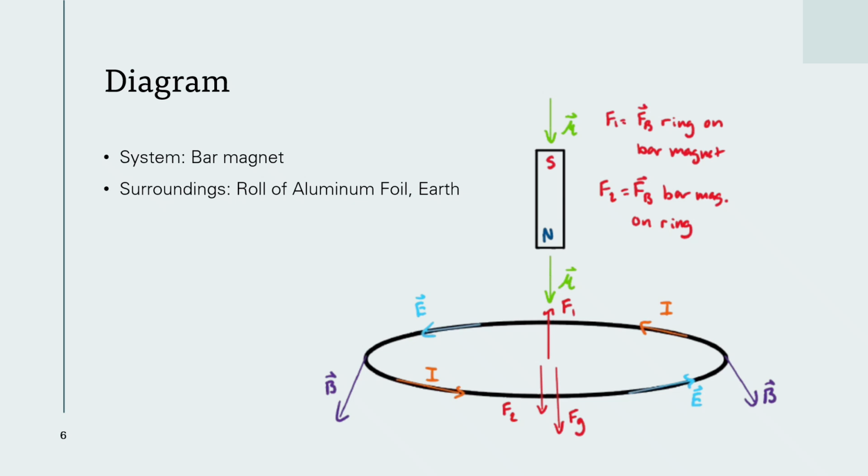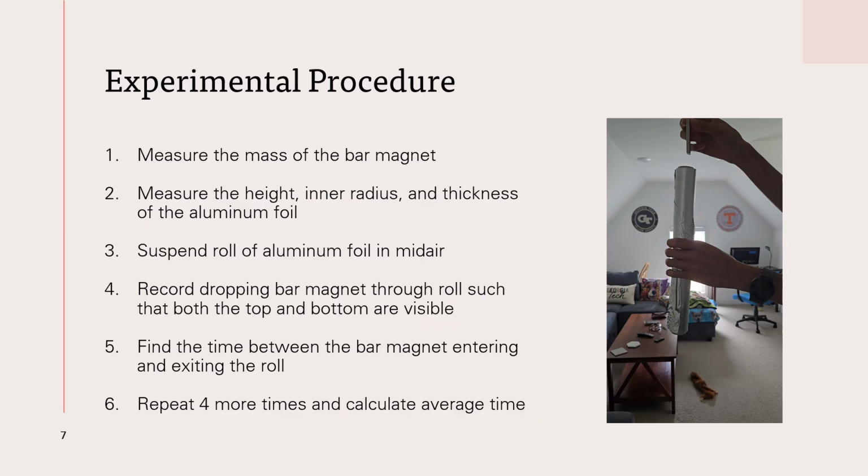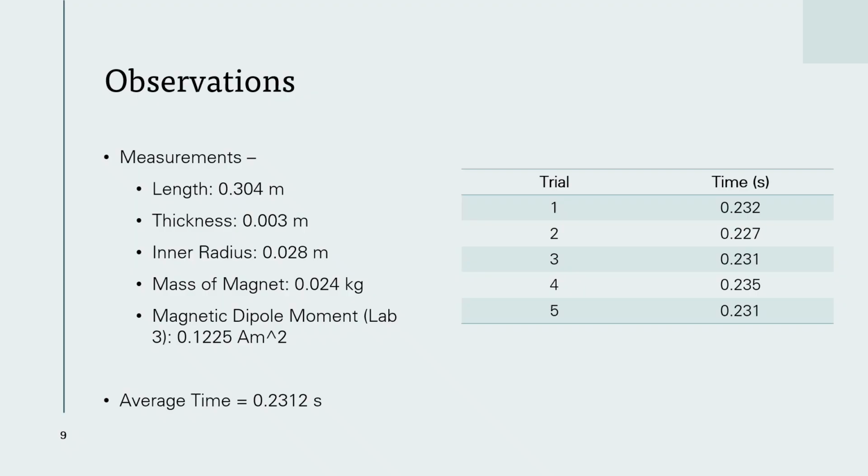So this is just a diagram showing the experiment. We have the system, which is a bar magnet, and the surroundings is the roll of aluminum foil and the earth. And in this case, the ring is just like a single slice of the roll of aluminum foil. So for this experiment, I measured the mass of the bar magnet and took measurements of the aluminum foil dimensions. And then I suspended the roll of aluminum foil in midair and dropped a magnet down through it, recording when it entered and exited the roll so that I could find the time between to see how fast it falls down the tube. So the data and results for this lab are that the average time was 0.2312 seconds.